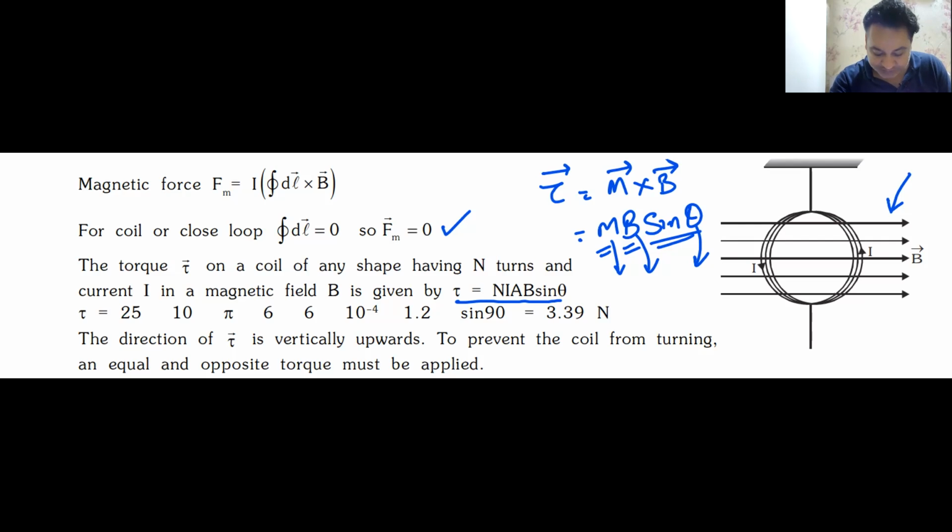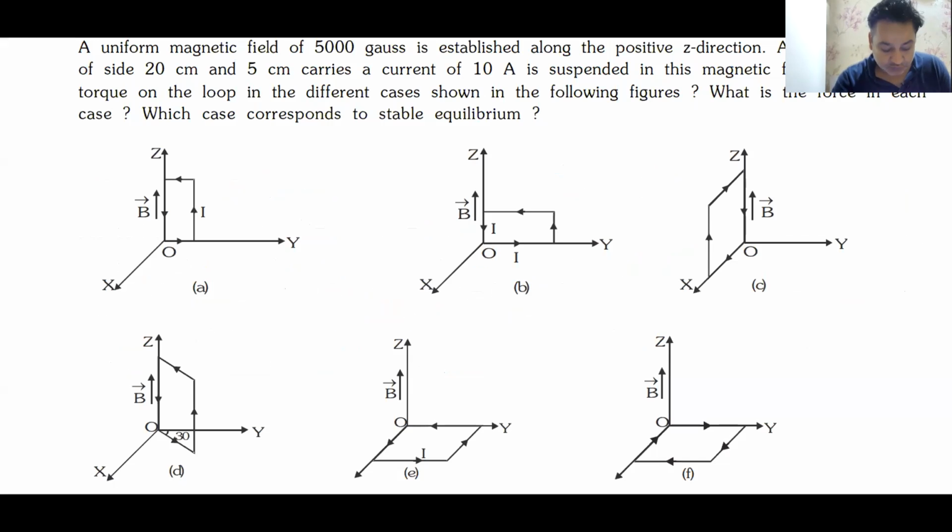And here I have a question where six positions are given. A uniform magnetic field of 5,000 Gauss, which is in CGS units anyway, so it is immaterial; I can just call it B, is established along the positive Z axis. A rectangular loop of sides A and B carries a current I, suspended in this magnetic field. What is the torque on the loop in the different cases as shown in the figure?